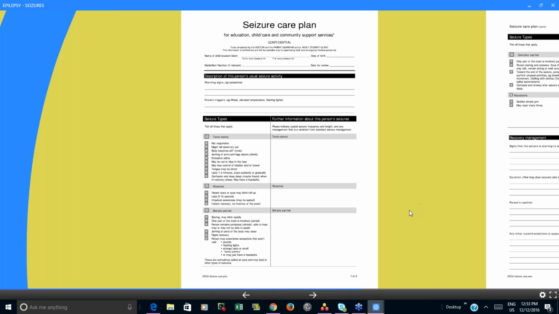An absence might be a vacant stare lasting 5 to 10 seconds or impaired awareness. Again, simple partial, which we touched on before, might involve some jerking. There's often rapid recovery from a simple partial seizure, and they might experience a change of sensations. For example, they might say that they're seeing sounds or flashing lights or having strange tastes or smells that they're feeling.